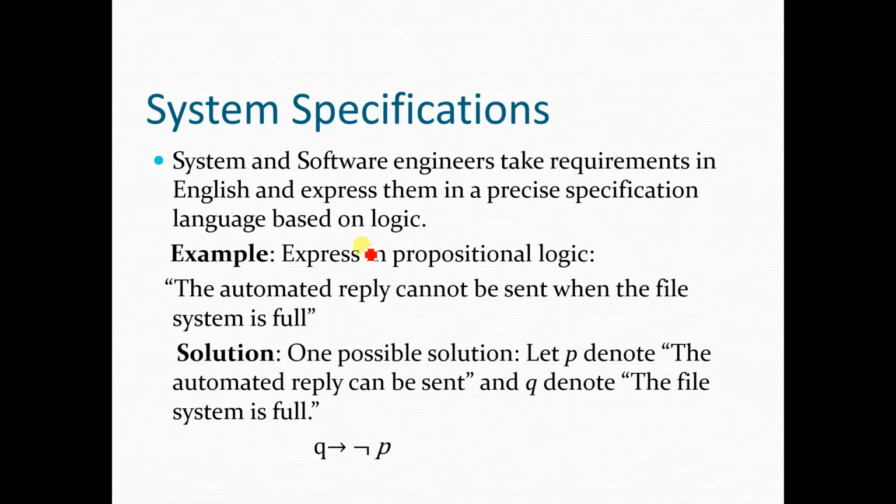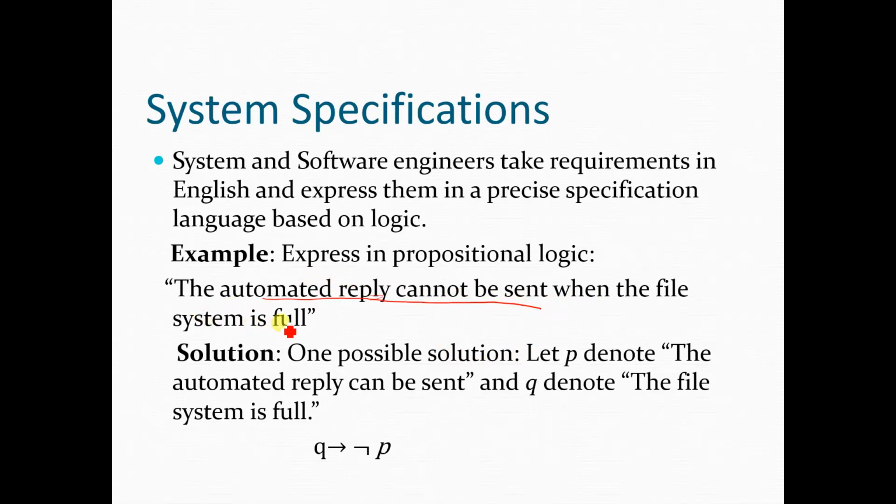Again, we have to identify the small statements in this English sentence and assign variables to the propositions, and then we'll convert this sentence into propositional logic. So let P denote the automated reply can be sent. The automated reply cannot be sent is actually the negation of P.